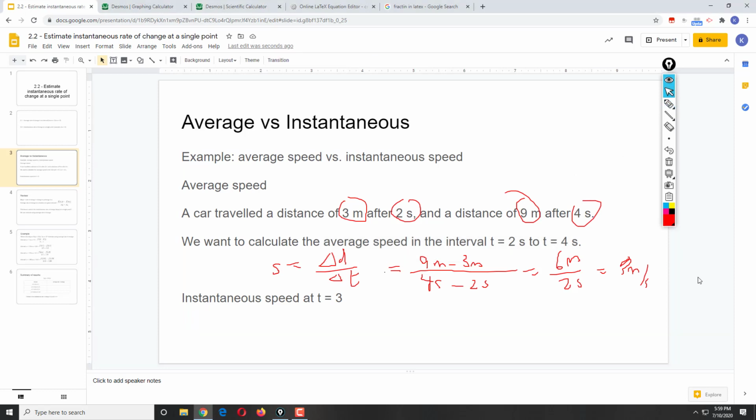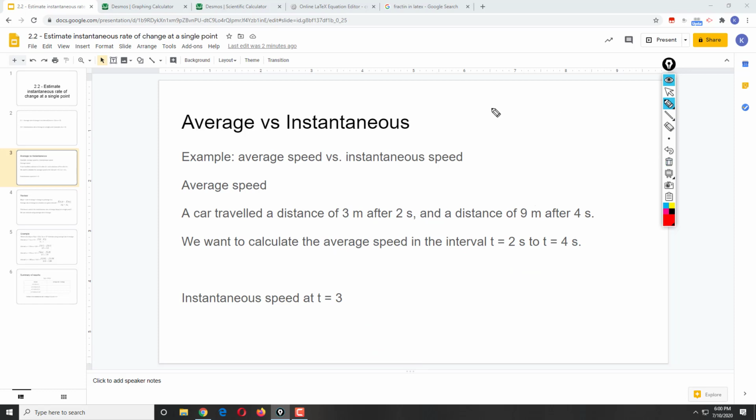Instantaneous speed is different. To figure out the instantaneous speed, we want to know exactly how fast the car is going at t equals 3. Because maybe it's speeding up, maybe it's slowing down. To figure that out, we have to look at the speedometer of the car. It will tell us how fast it's going, like 10, 20 miles per hour, 30 miles per hour, and so forth. Okay, so let's look at an example.